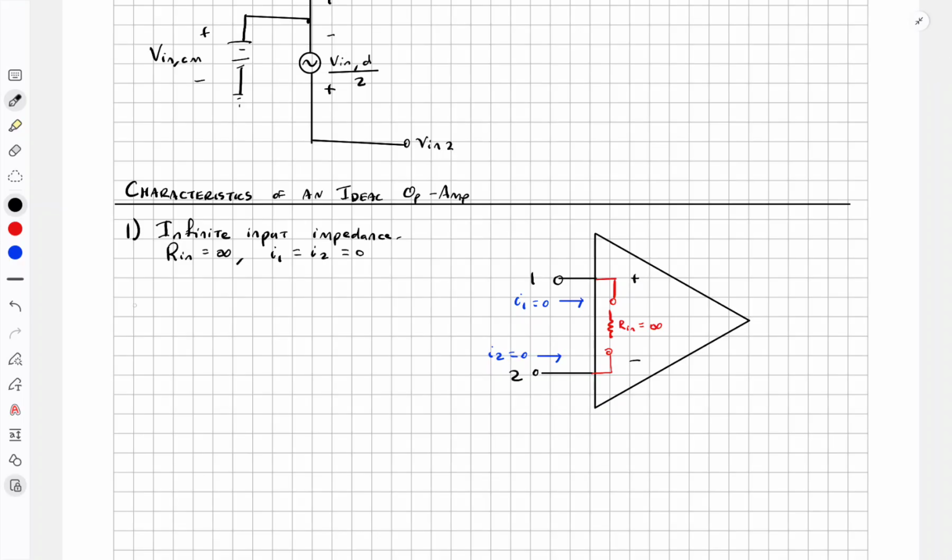The next assumption, a characteristic of an ideal op-amp, is called zero output impedance. So what does this mean? It means that R out is equal to 0. So if the output of the op-amp is terminal number 3, then how does this represent this op-amp? We'll just demonstrate something really fast.